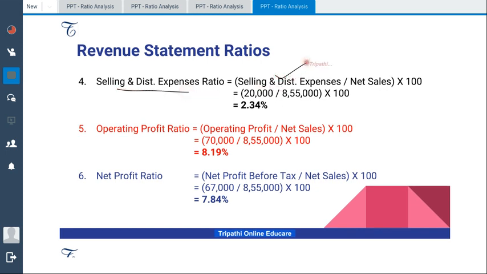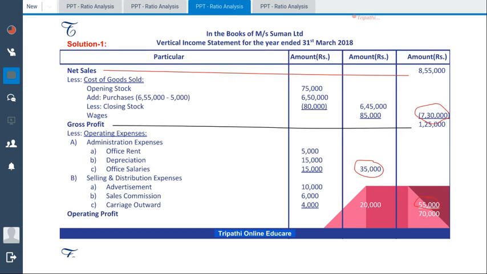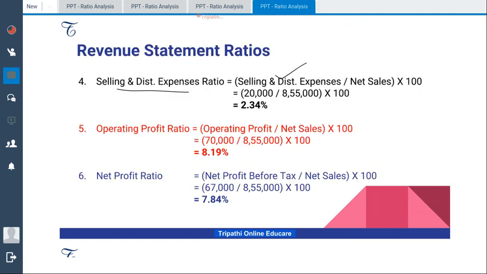Next, selling and distribution expense ratio. Formula is selling and distribution expense upon net sales into 100. Let us go and check the amount of selling and distribution expense. So the total of selling and distribution expense is 20,000, upon net sales, that is 8,55,000 into 100 will give you 2.34%. So selling and distribution expense ratio is 2.34%.